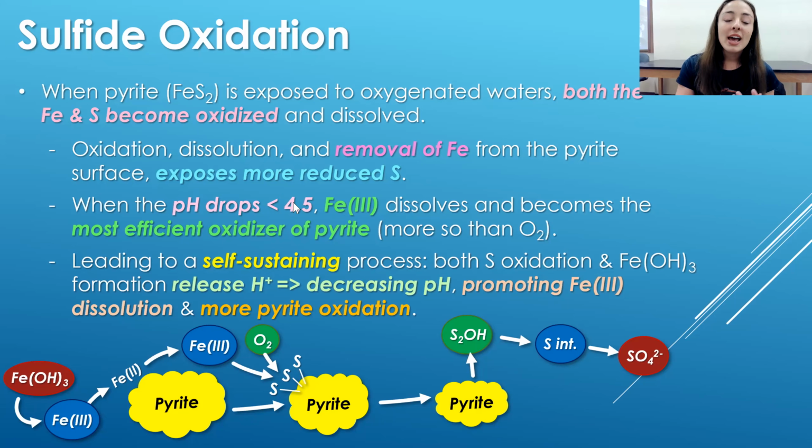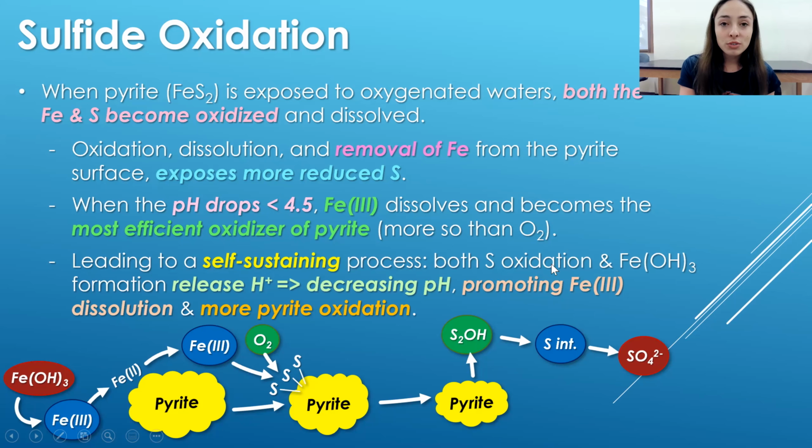And then two, when the pH drops below 4.5, iron 3 dissolves and becomes the most efficient oxidizer of pyrite, even more efficient than oxygen. And you might be wondering, what if the pH is above 4.5? How is the iron going to dissolve and become more efficient at pyrite oxidation at that point? Well, this is where the magic happens.